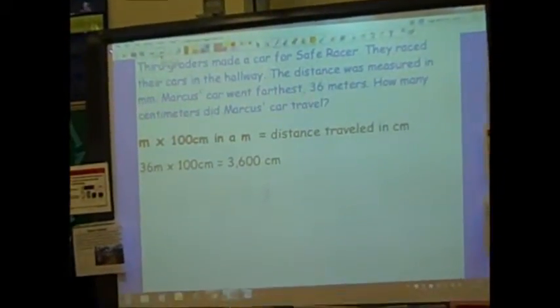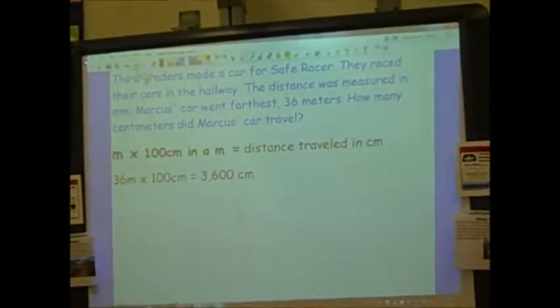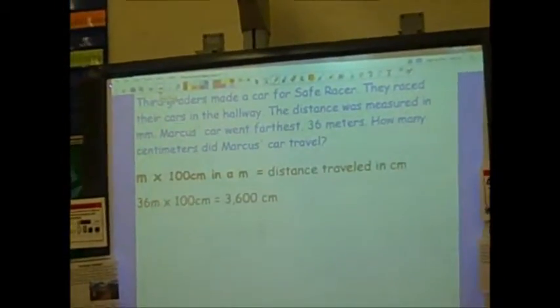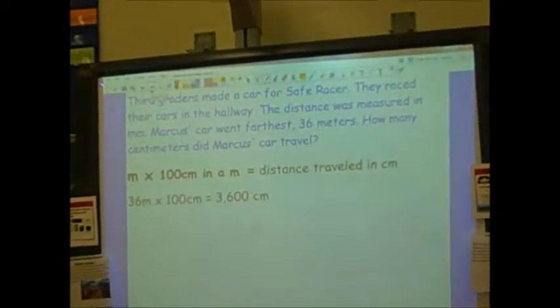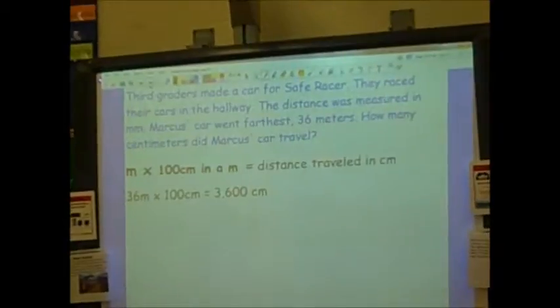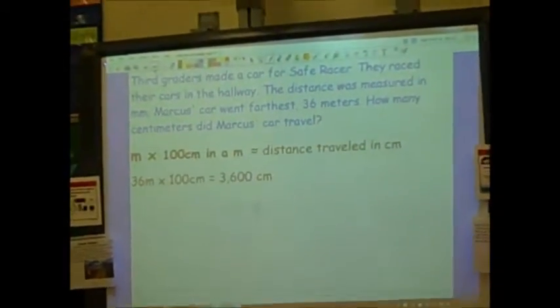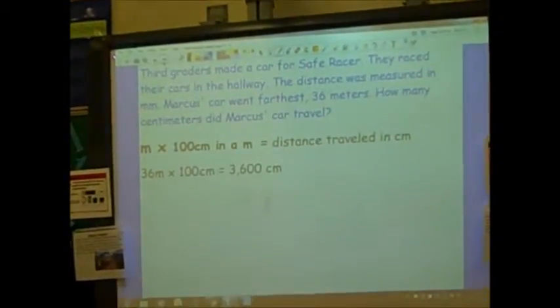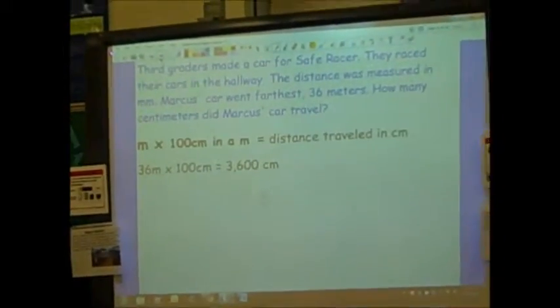So 3rd graders made a car for Safe Racer. They raced the cars in the hallway. The distance was measured in millimeters. Marcus's car went the farthest, 36 meters. How many centimeters did Marcus's car travel? I know, meters, centimeters, centimeters, meters.